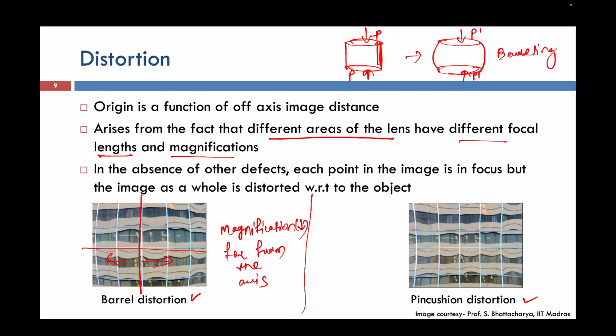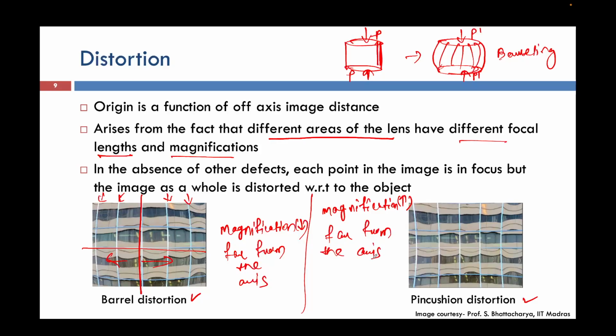The same thing is happening here. You can see all these axes are going away from the center, like this. So this distortion is known as barrel distortion. Pincushion distortion, what happens? The reverse happens. The magnification increases as you go far from the axis.